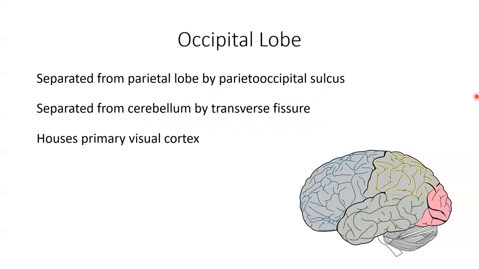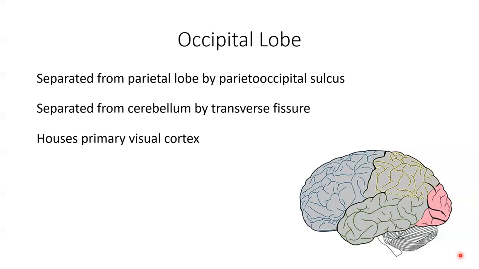So back to our lobes, and the occipital lobe, which is this pink part at the back of the brain here, is separated from our parietal lobe by that parieto-occipital sulcus, and then from our cerebellum by this transverse fissure. So that's this fissure that runs all the way along here. And a specific sulcus or fissure does not actually separate the occipital from the temporal lobe. We just draw an imaginary line extending from the pre-occipital notch, which is this little indent here, up to our parieto-occipital sulcus.